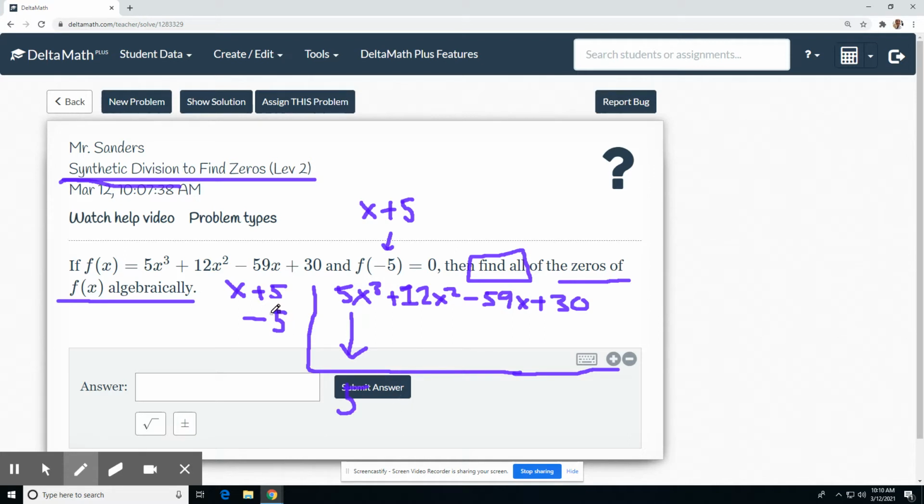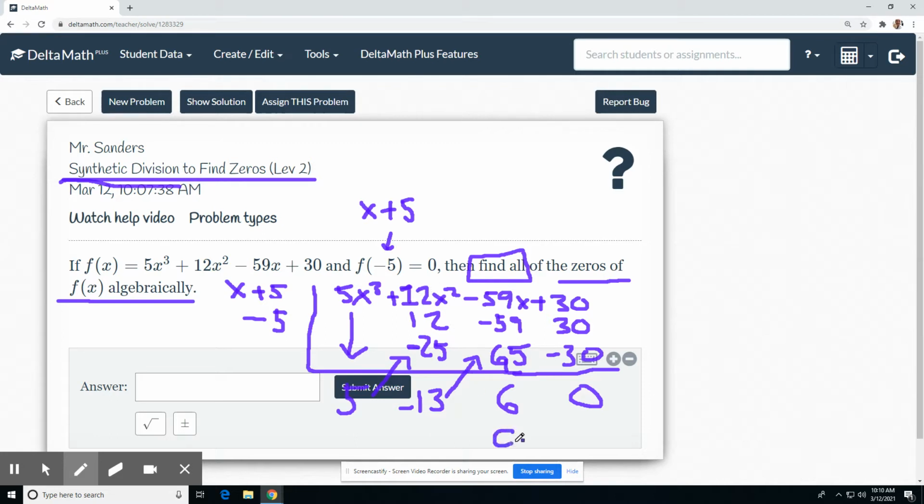Now the process starts. -5 times 5 is -25. And I can bring all these constants down, just looking at our coefficients, and that's a -25. 12 minus 25 is -13. -5 times -13 is a positive 65. Add straight down, and that gives us a positive 6. -5 times positive 6 is -30, and it had to equal 0 because of the remainder theorem here.